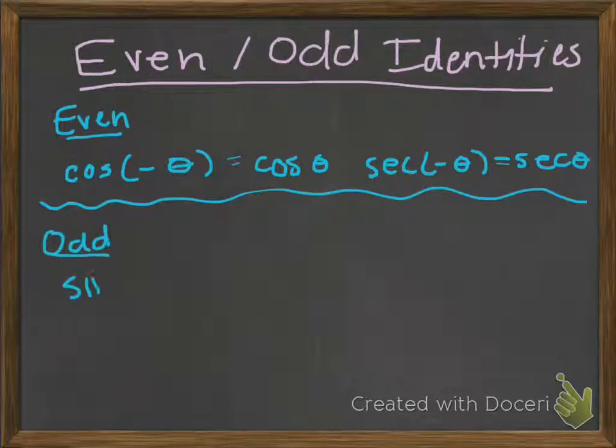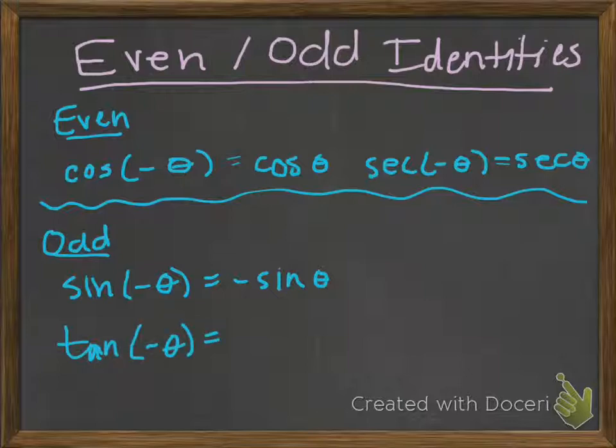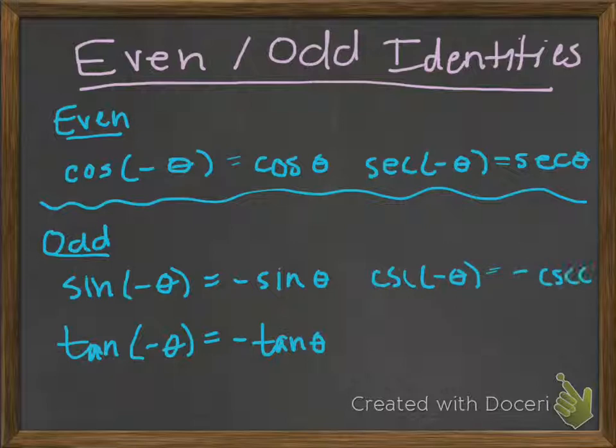So sine of a negative angle is the same thing as saying the negative comes out front and then it's sine of a positive angle. This is also true for tangent. So tangent of negative theta is the same thing as negative tan theta. Cosecant of a negative theta is the same thing as negative cosecant theta. And lastly, cotangent of a negative theta is the same thing as negative cotangent theta.